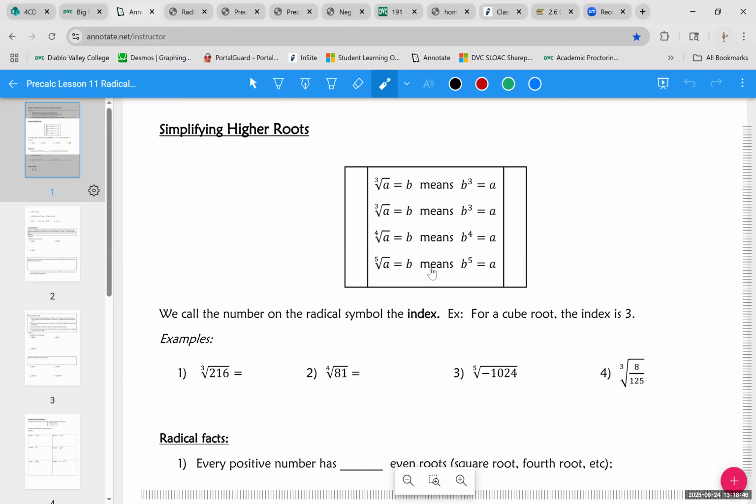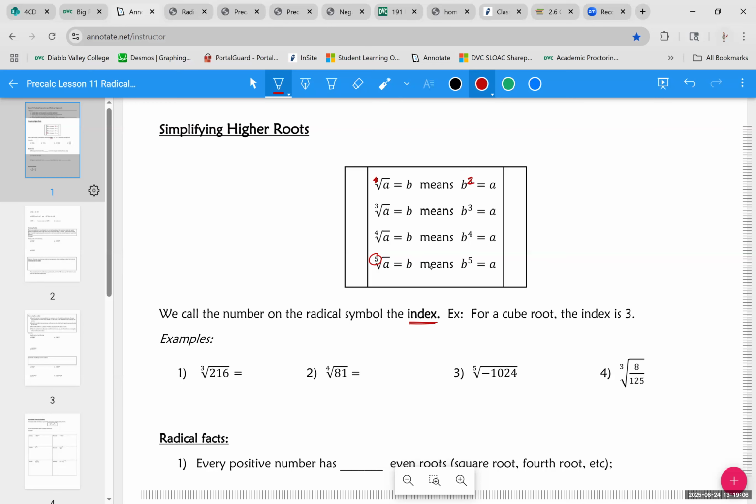Okay, so we call this number right here the index. So for a cube root, the index is 3. For the square root, a lot of times, actually, why don't I just write it like this? If there's nothing there, then the index is 2 because that's a square root.